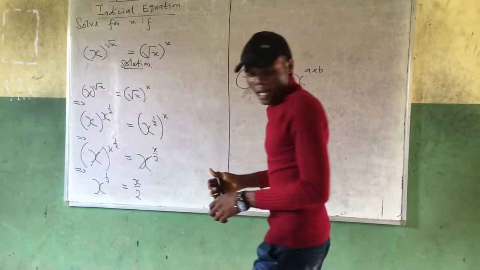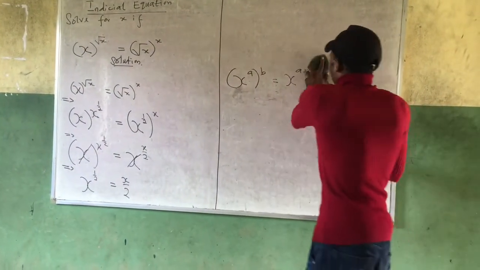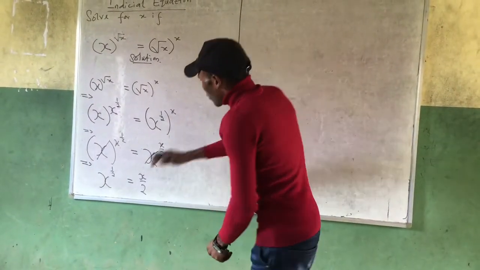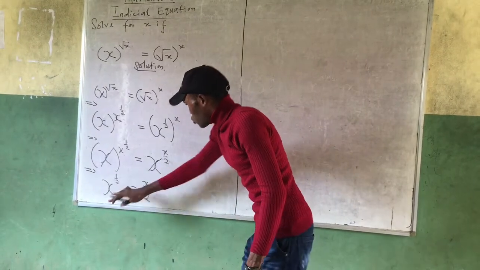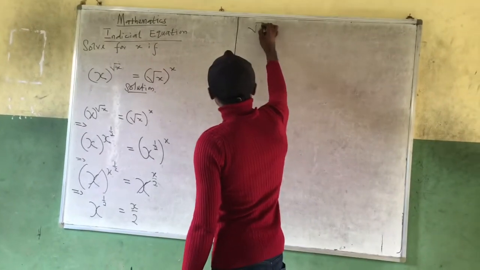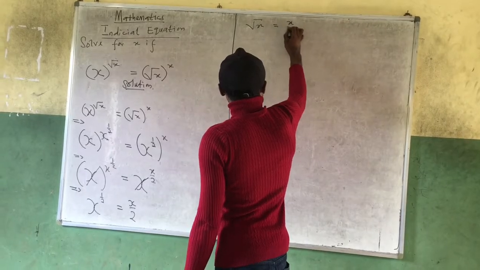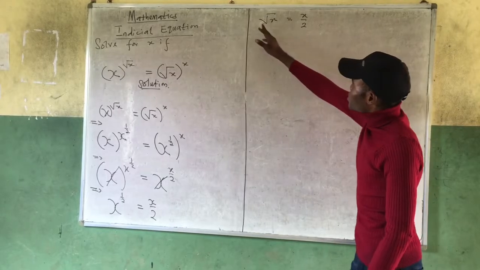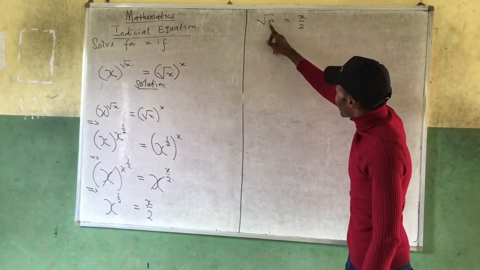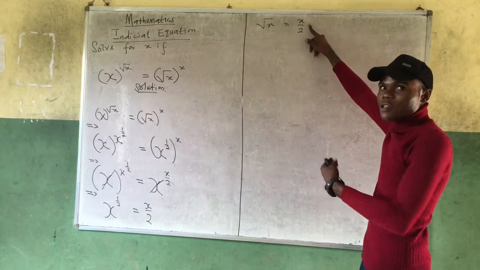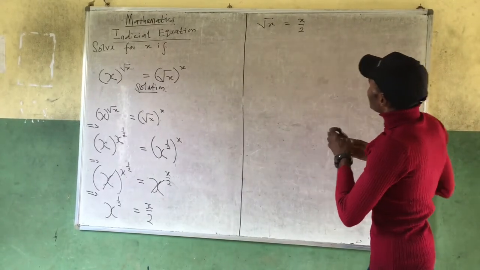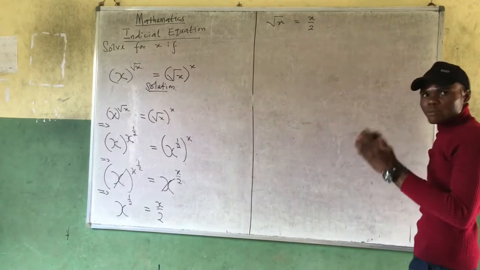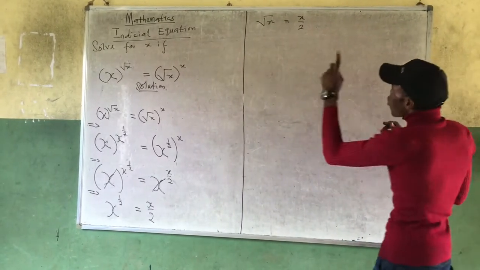Now, this implies that from here, I'm going to rewrite this x raised to power 1 over 2 as square root of x equals x over 2. Now, the next thing I'm going to do, if you look at this left hand side, you have an x, and at this right hand side, you still have an x. This root x and this x, I need to bring them together so that I can have only one x.